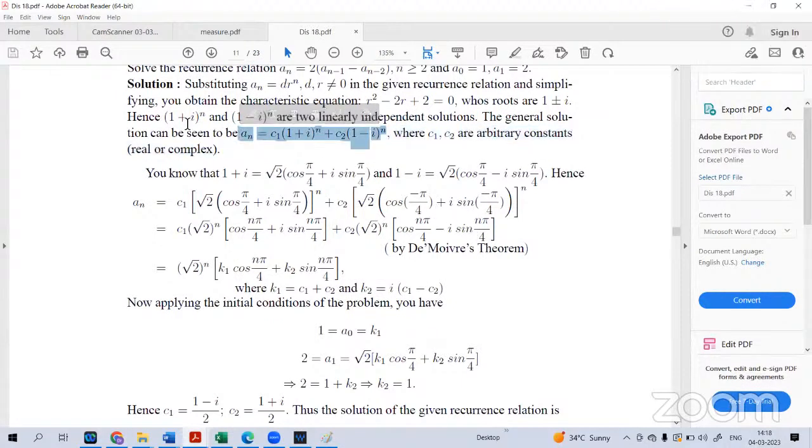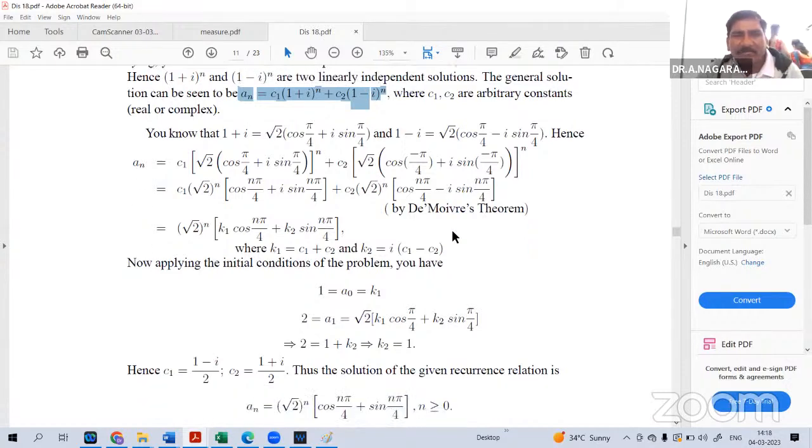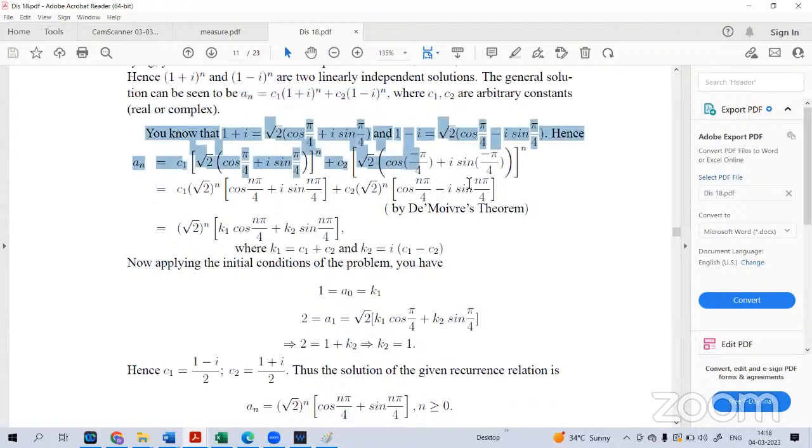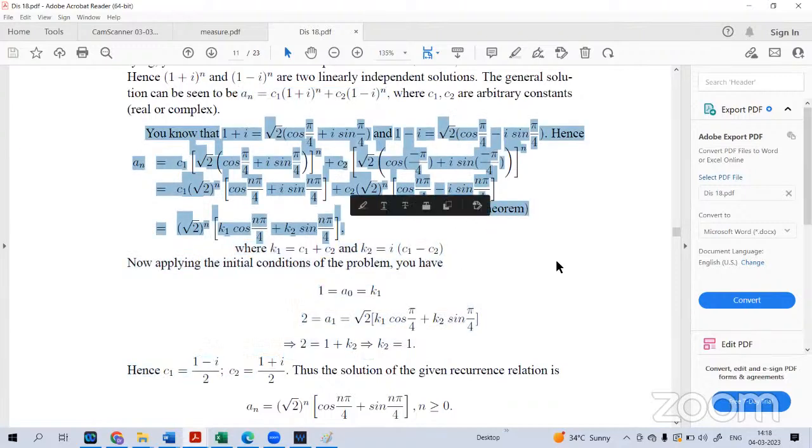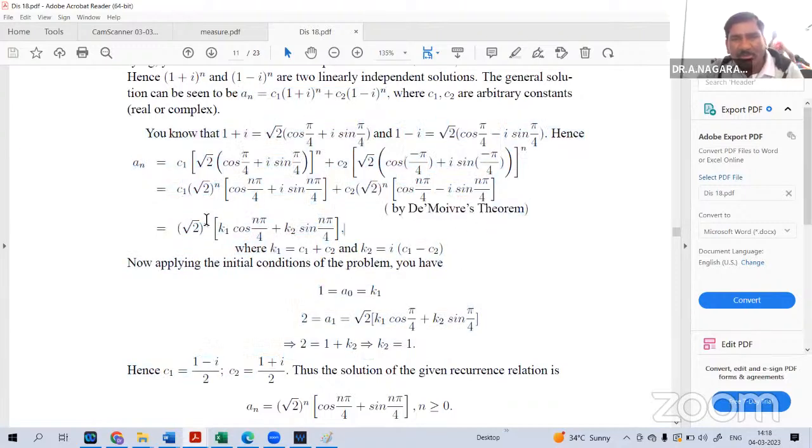Is it clear? Just substitute; it is enough. If needed, you can identify the form of this. What is that? It is root 2 whole to the power of n. Why? Because of the modulus. Modulus of 1 plus i equal to root of a square plus b square, so it is root 2, and tan theta equal to b by a. So theta equal to pi by 4. So it is cos pi by 4 plus i sin pi by 4.